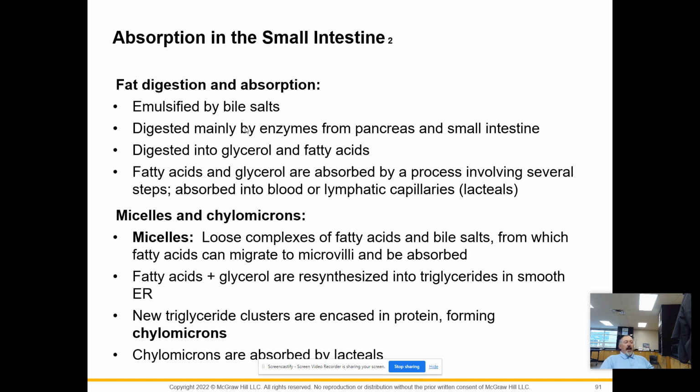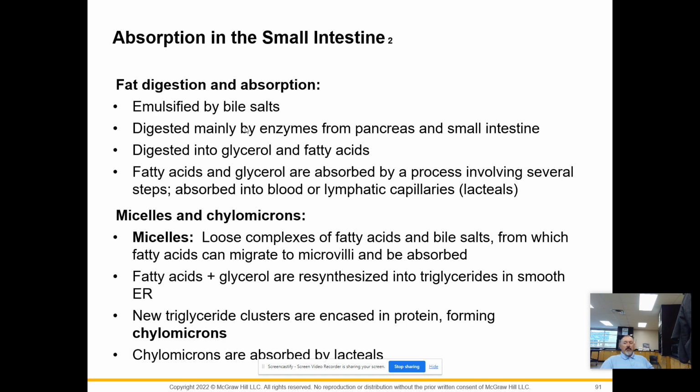All right, so fat absorption. So we went through carbohydrates, we've gone through protein, now we get to fat. Fat digestion and absorption. We're going to have the emulsification because of bile salts. That's why if you're missing your gallbladder, you can't have that digestion, and you're going to have to use a low fatty diet and also take medication to help fix that.